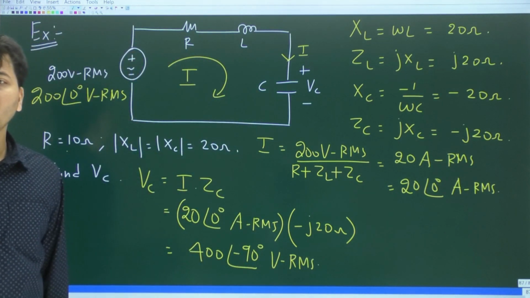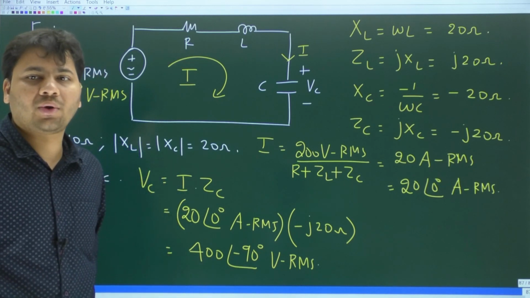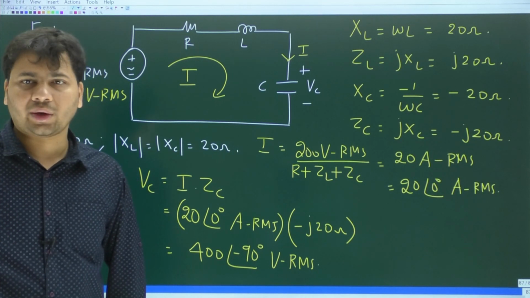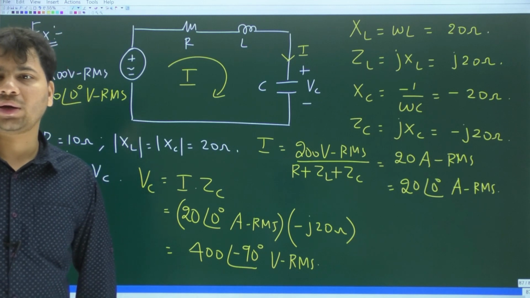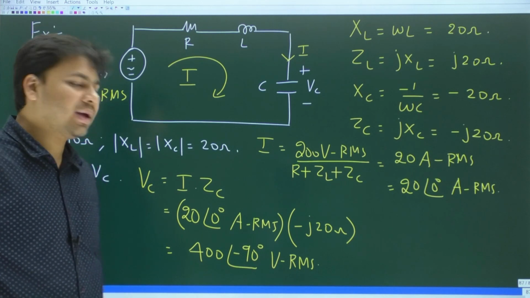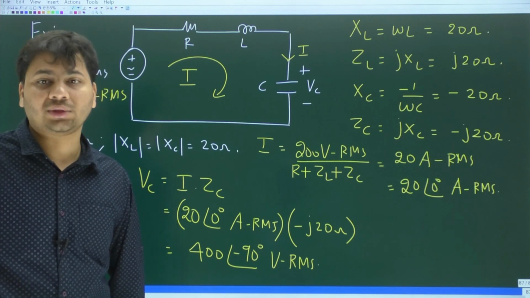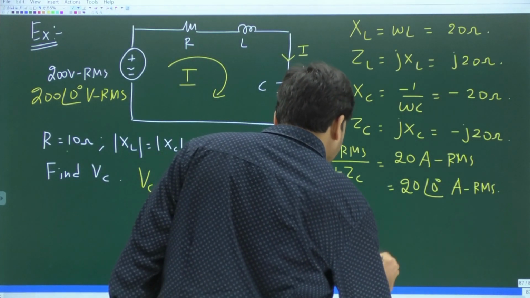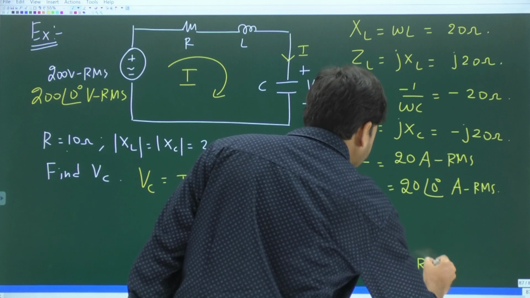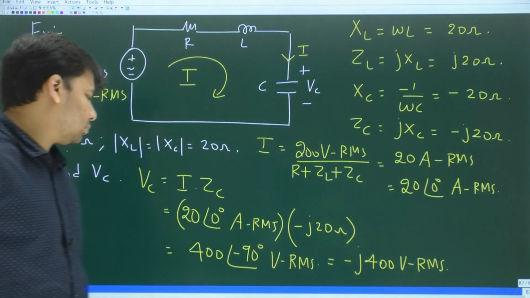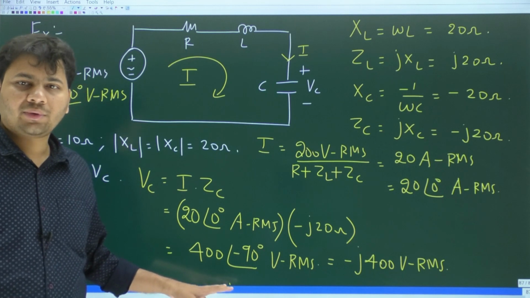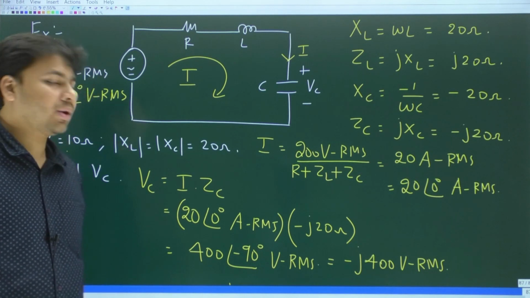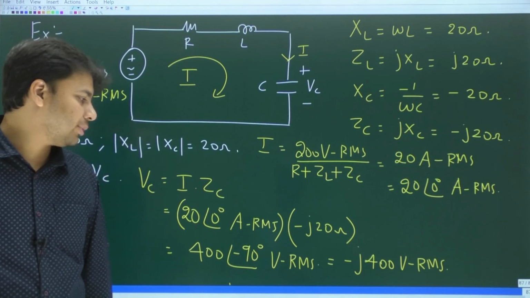This is the final answer. VC is 400 at an angle minus 90 degrees volts RMS. Understood, right? Or you can write it as minus j400 volts RMS. Both are one and the same. But the actual polar form representation of the phasor voltage across the capacitor is 400 at an angle minus 90 degrees volts RMS.